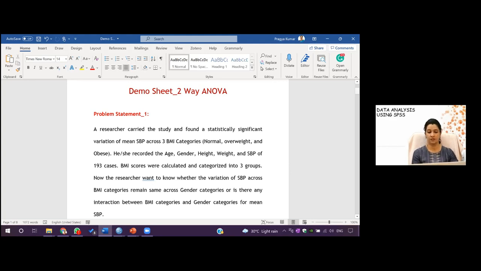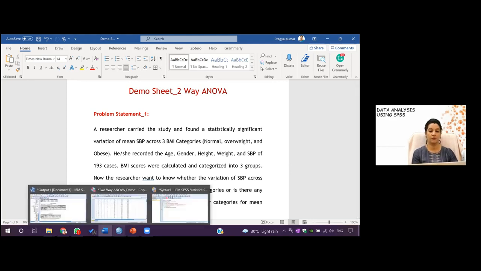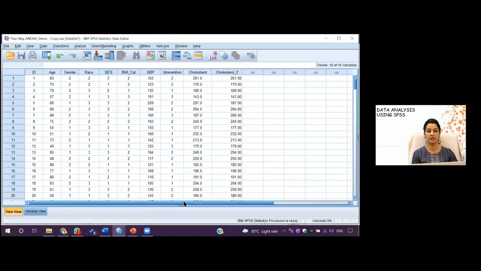Now coming to the data sheet. Before I start, I will do the assumption testing. We did 3 assumptions based on the study design. The first assumption is that the dependent variable should be continuous. So this systolic blood pressure is continuous. The independent variable should be categorical. It can have 2 or more than 2 categories. So BMI category has categories. And then there is independence of observation. That's a study design issue, so I'm assuming that has been met.